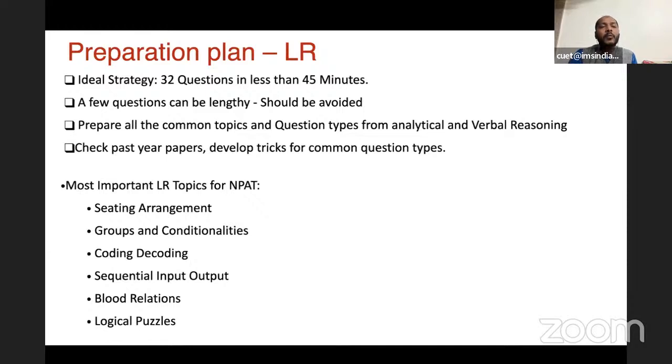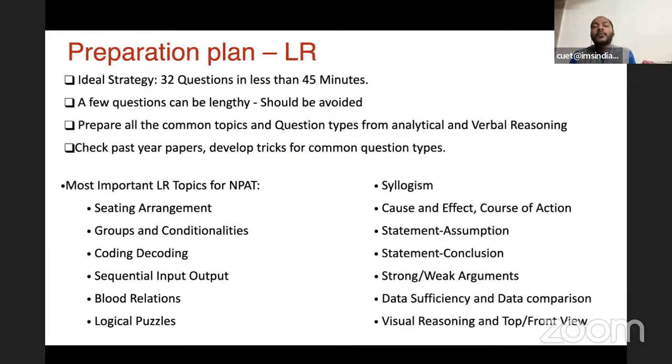Like, you have questions on groups and conditionalities, seating arrangements, sequential input and output. These are all the chapters which you have from analytical reasoning, the mathematical type of reasoning, where you are able to get to a single answer and such things.